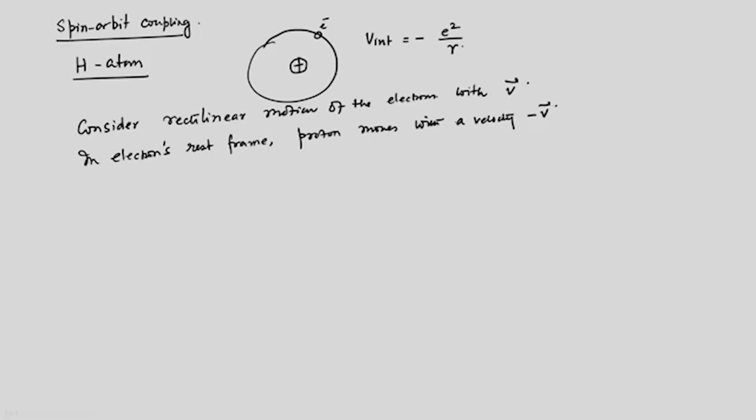So, suppose the electron is at rest, then the proton would be moving with a velocity minus v, and the proton of course has a charge plus e, e being the magnitude of the electronic charge, and so a moving charge produces a magnetic field at a certain distance. Now, because of this moving charge, which constitutes a current, and that will give rise to a magnetic field, the electron will feel that magnetic field because of the motion of the proton.